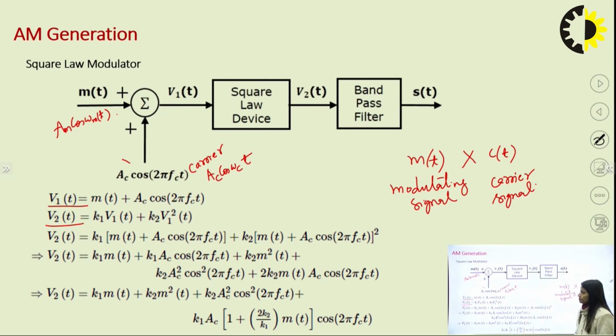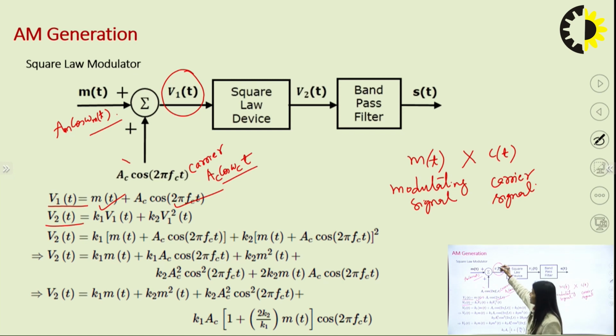Now this V1(t) is m(t) plus Ac cos 2 pi fc t. So what I have done is I have summed these two signals. So the V1(t) output is nothing but m(t) plus Ac cos omega c t. Then what I did is I just passed V1(t) to V2(t). Okay, V1(t) to V2(t). So what I am doing is I am making the square of this particular signal which is coming out from the summation V1(t).